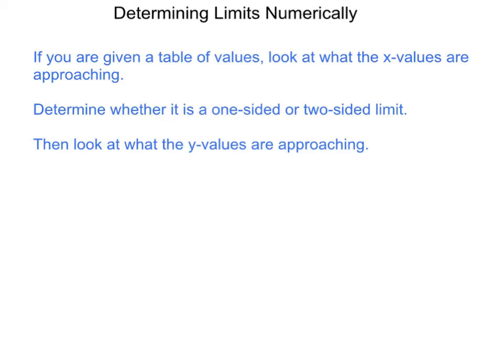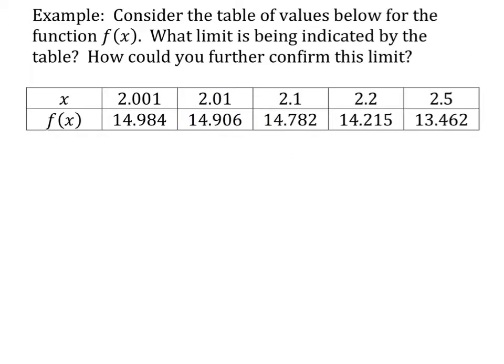Next, or somewhere in there, you want to determine whether it's a one-sided or a two-sided limit. In other words, if it looks like the x values are approaching 3, are they approaching 3 from the right or from the left, or is it from both sides? And then finally, once you've determined what's happening with the x values, look at what the y values are approaching. Whatever the y values are approaching, that's more than likely what the limit is going to be. So let's go on and look at the first example.